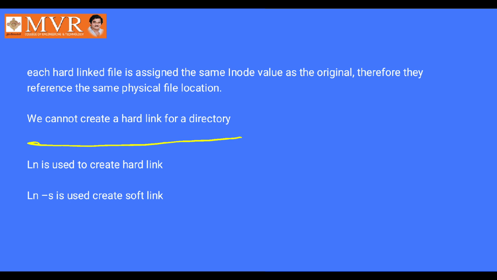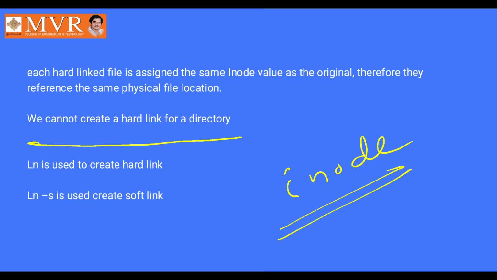So here one more concept is there, that is the inode. What is an inode? Each hard link file is assigned the same inode value as the original, therefore they reference the same physical file location. We will discuss what this inode number is in the next slide.